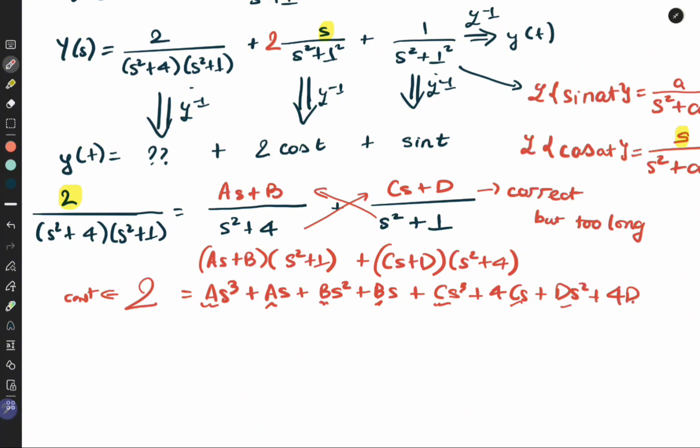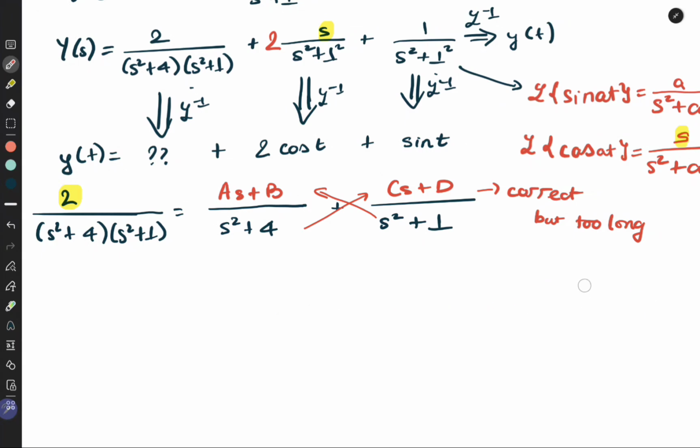So instead of letting the numerator be first degree, AS plus B, while on the left hand side it's just a constant, I just let them be A and B. That would be more than enough already. And then you're going to have your math much easier. So let's cross multiply them, shall we?